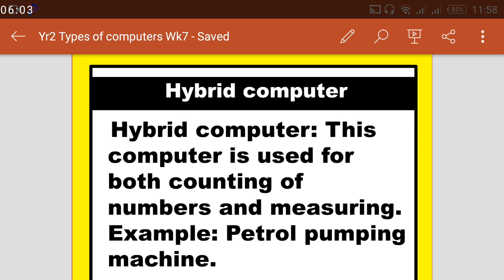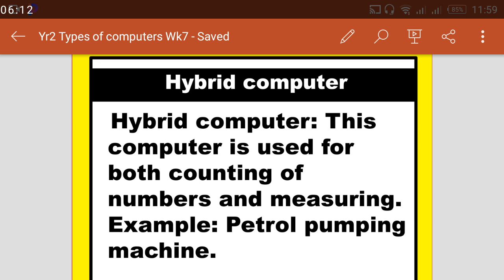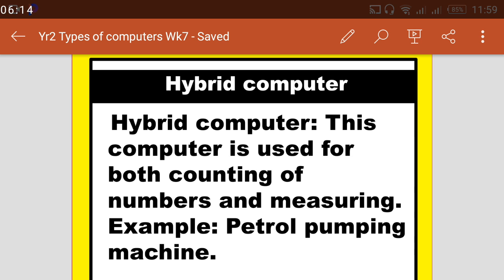Now, I believe when we see all these things, the examples of the types of computer that we talk about today, you'll be able to identify the one that is analog, digital, and hybrid. And remember, we have three types of computer: the analog, the digital, and the hybrid.